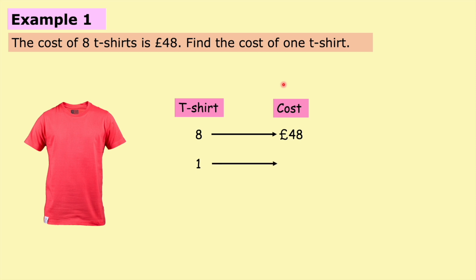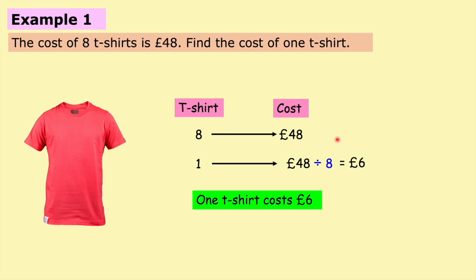To figure that out, because we know 8 costs us 48, we can use our knowledge of division and we're going to share out £48 between those 8 t-shirts by dividing. So 48 divided by 8 will give us £6. Then we finish off this question by writing a little sentence to say, one t-shirt costs £6. Okay, that was fairly straightforward.